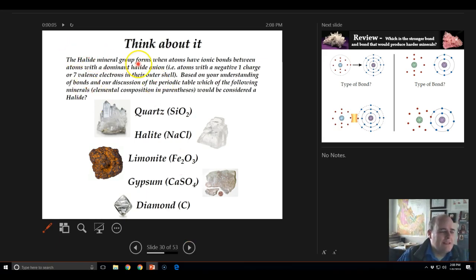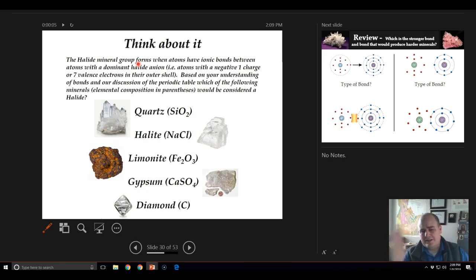If the halide group is the last group in the periodic table, and the halide mineral group forms when atoms have ionic bonds with a dominant halide ion, based on your understanding of bonds and your discussion of the periodic table, which of the following minerals would be considered a halide?